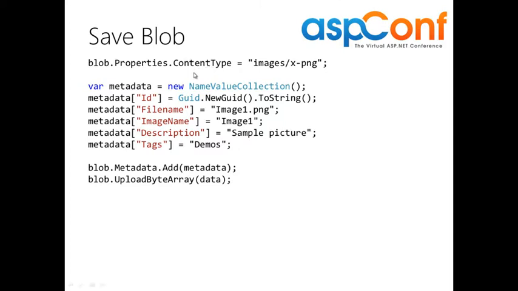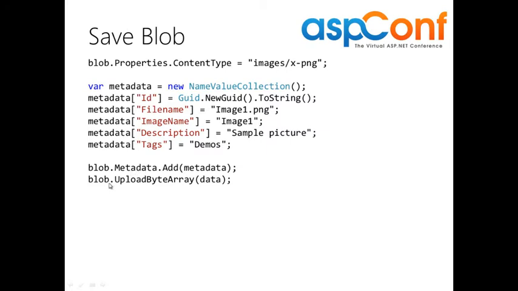And then we can actually set metadata on it. Metadata is just a name-value collection. So if we create a blank name-value collection and then set a bunch of name values, like ID is just some unique GUID, file name. We could pull the file name from whatever file was uploaded to the blob, or we could just hard-code one here like this. We could have something called image name, which is distinct from file name. We could give it a description. We could add tags, so they allow the user to search based on tags. And then once we have this name-value collection, we call blob.metadata.add and pass in that name-value collection. That just becomes part of the metadata of the blob.